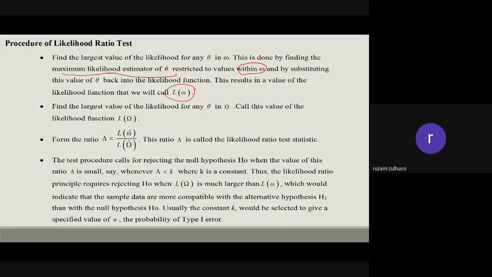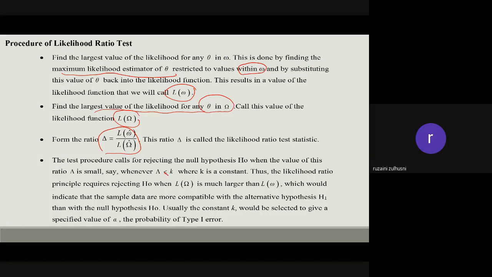Next step, find the largest value of the likelihood for any theta in omega. We write down the likelihood L omega, and then the third step, we take the ratio. We denote it with hats for the estimated values: L small omega hat divided by L omega hat. This ratio is called the likelihood ratio test statistic. We will reject the null hypothesis if this statistic is less than or equals to K.